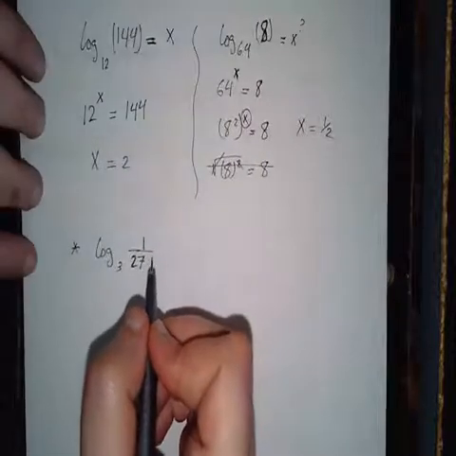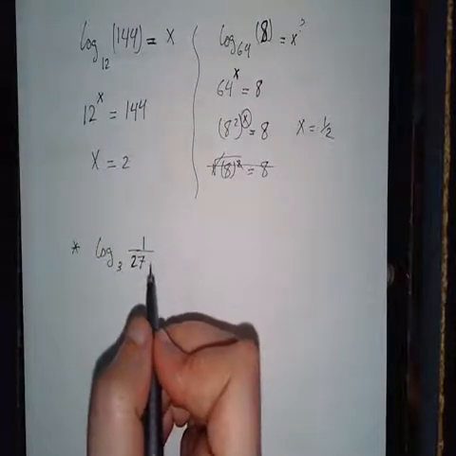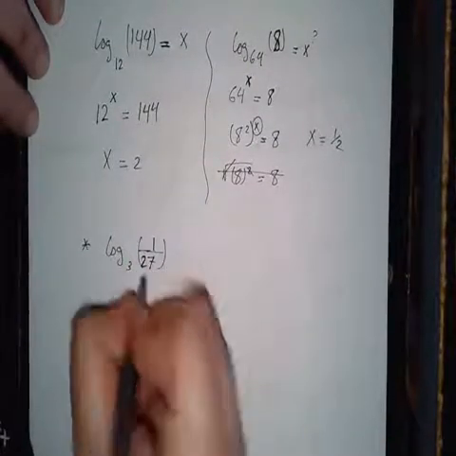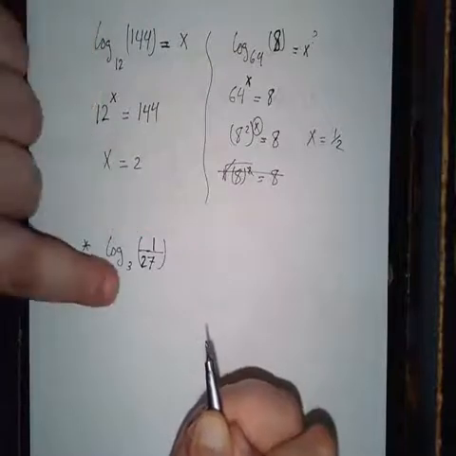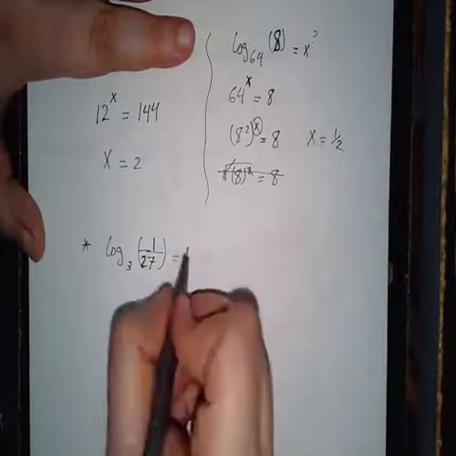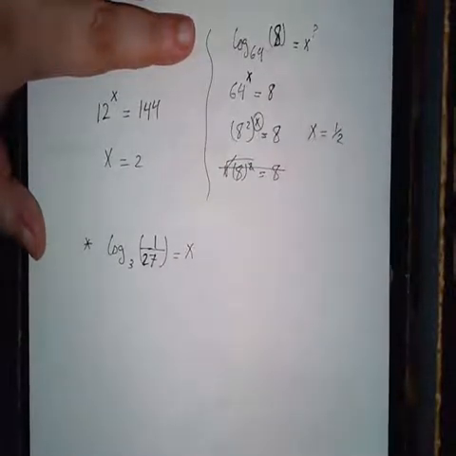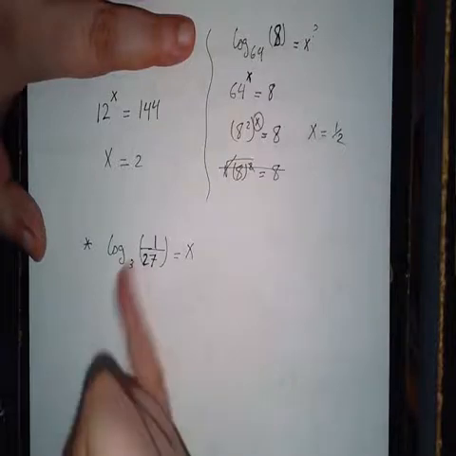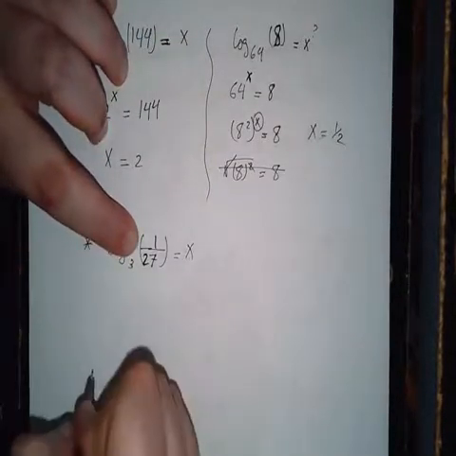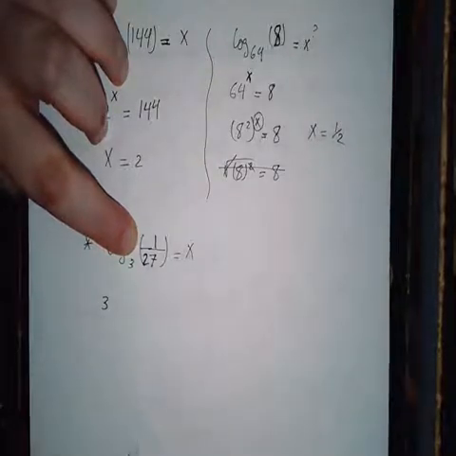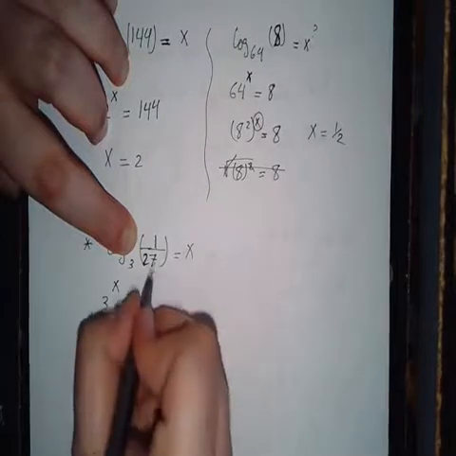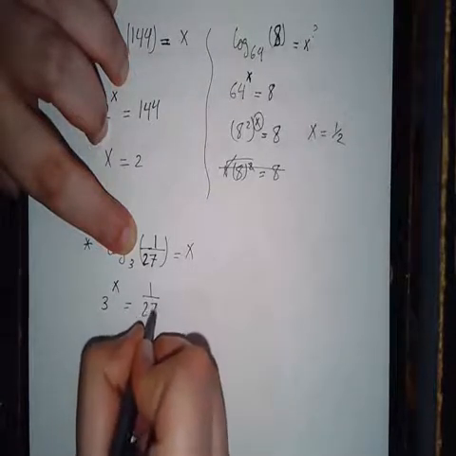Alright? Okay, so in this example we have log base 3 of 27. Sorry, 1 over 27. So this is what's inside the log, and this is the base. Okay? And it equals something we don't know. We need to find what that is. So I'm calling that x. Now, first step, convert it to exponential function. So base of the log is the base of the function. So it's 3 to the power of x, and it equals the inside, which is 1 over 27.